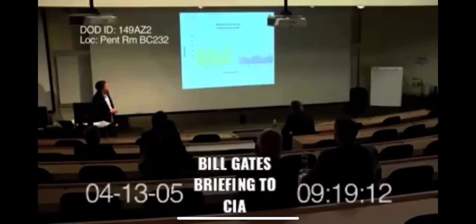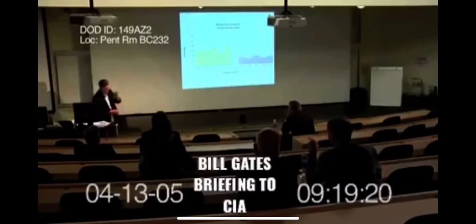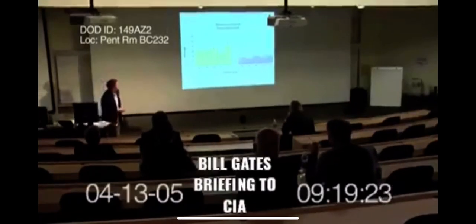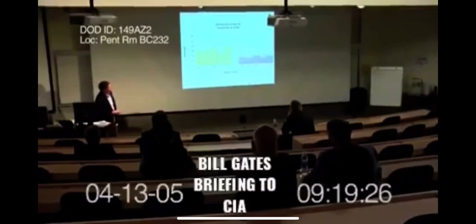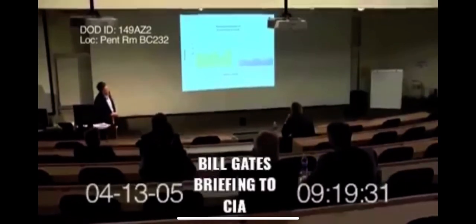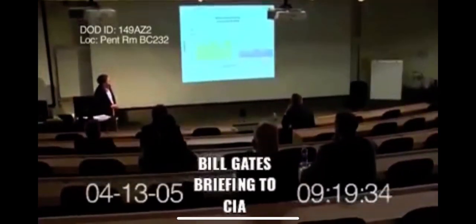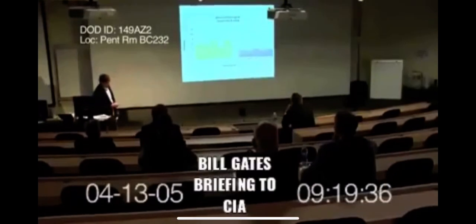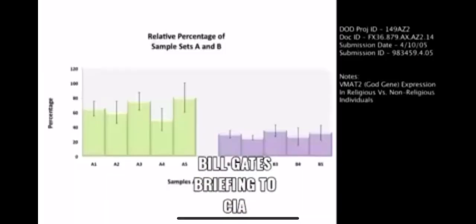On the left over here, we have individuals who are religious fundamentalists, religious fanatics, and this is the RT-PCR, real-time PCR expression of the vmat2 gene. Over here, we have individuals who are not particularly fundamentalist, not particularly religious, and you can see there's a much reduced expression of this particular gene, the vmat2 gene. Another evidence that supports our hypothesis for the development of this approach.